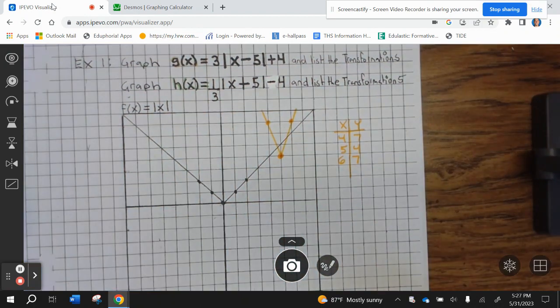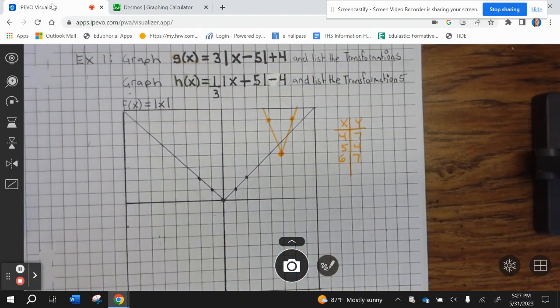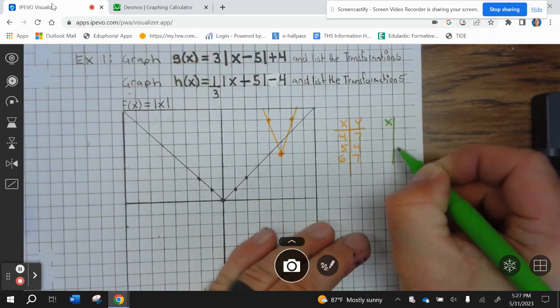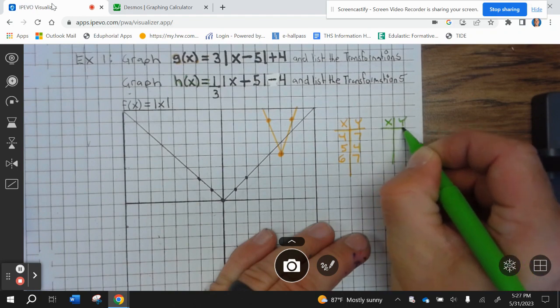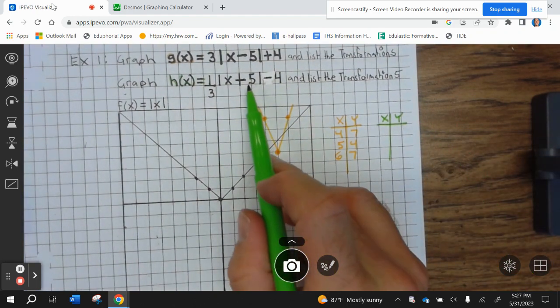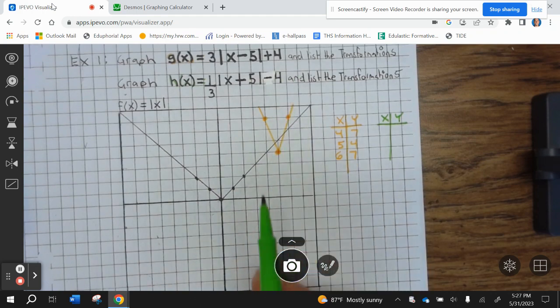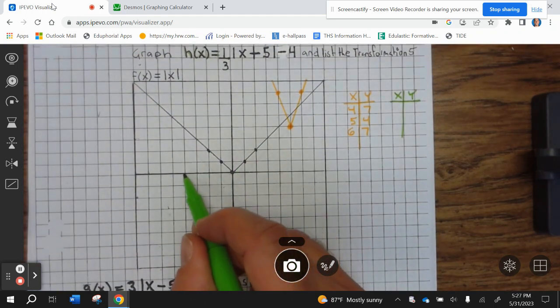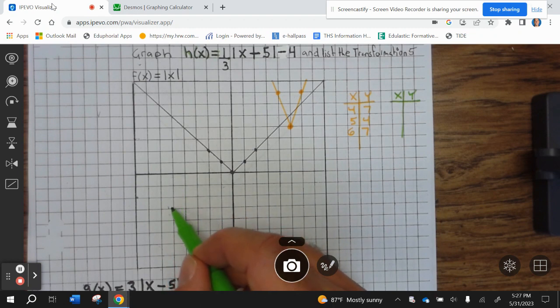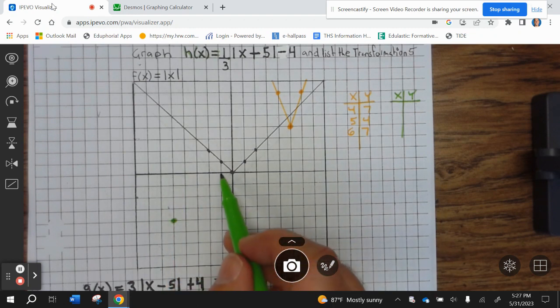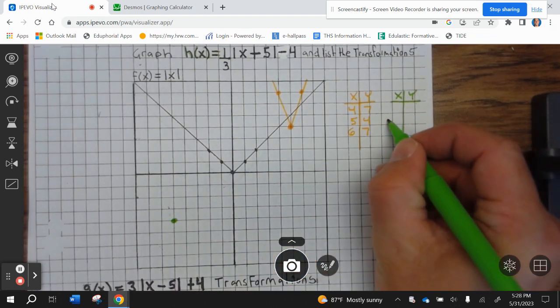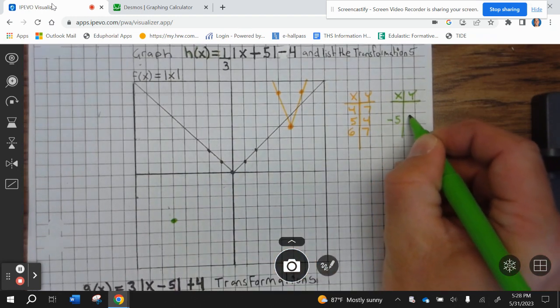Okay. Now we need to get points for h of x. Okay. Now this means we go left 5, down 4. So left 1, 2, 3, 4, 5, down 1, 2, 3, 4. So that point is negative 5, negative 4. So that's our vertex point.